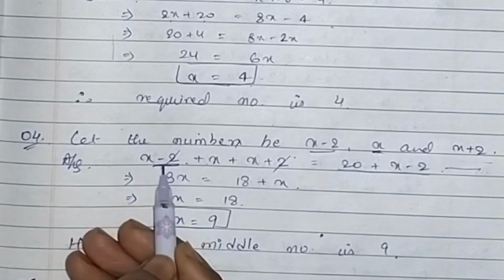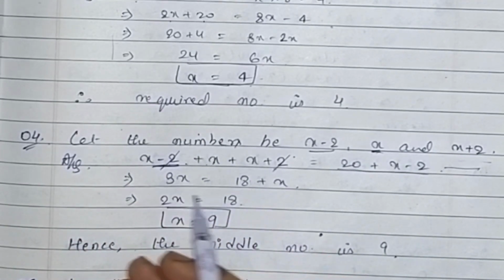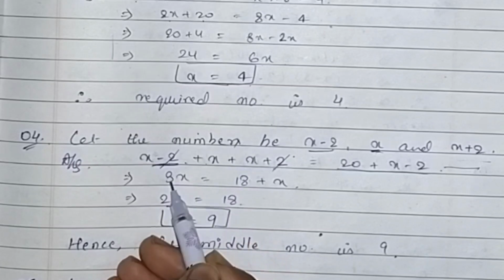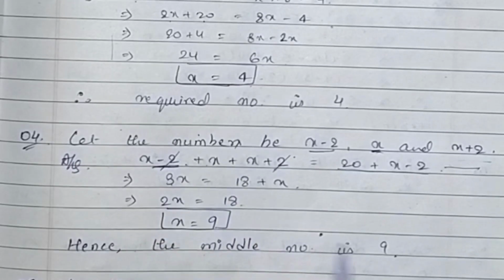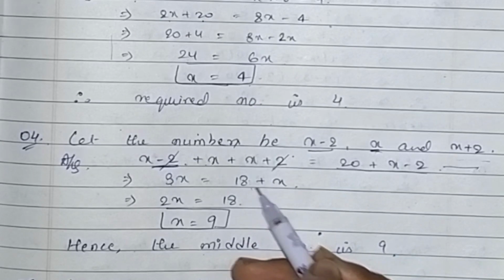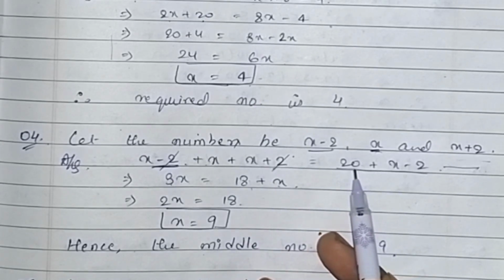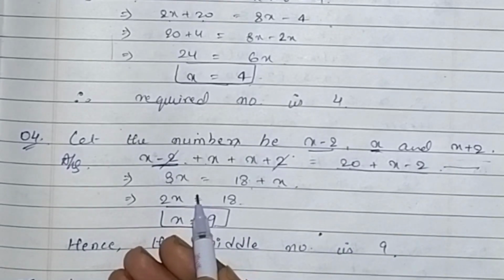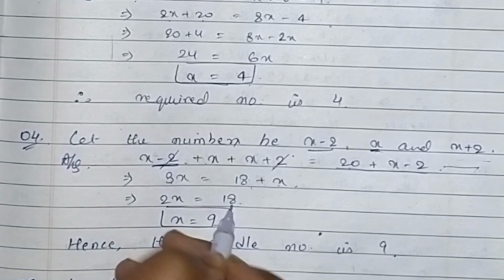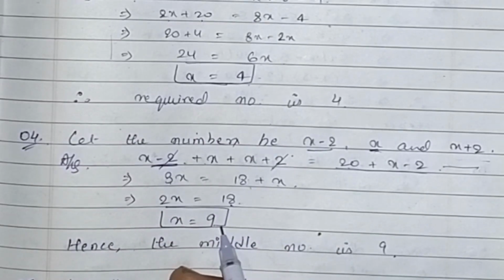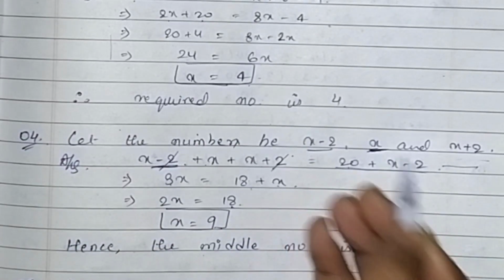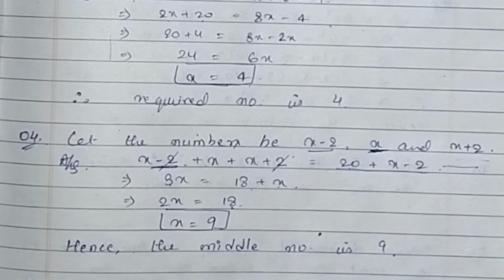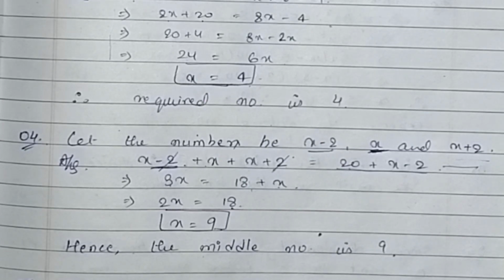After that we have solved. Minus 2 and plus 2 will cancel out, and we will get 3x on the left side, and on the right side we will get 18 plus x, because we have to subtract 20 and 2. So if we solve, then further we will get 2x is equal to 18, and at last we will get x is equal to 9. Our middle number is x, so we don't have to solve it further because we have already found our middle number, which is 9. So our answer for the fourth question is 9.